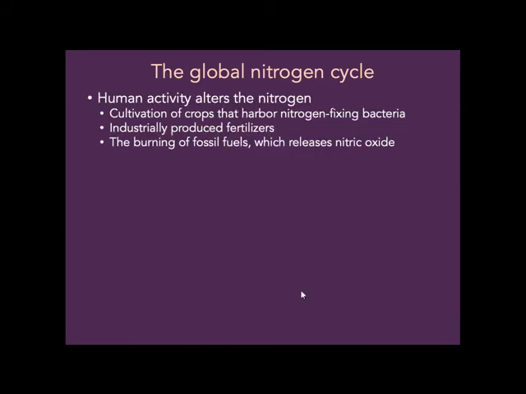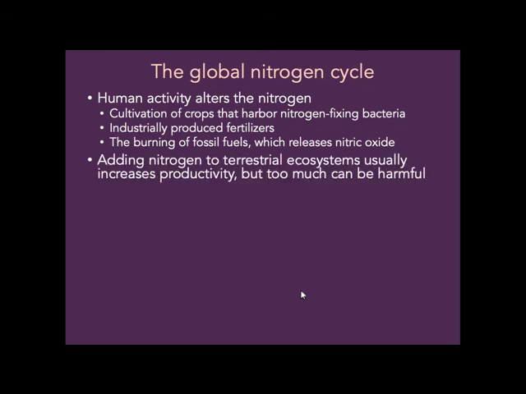We do things that alter the nitrogen cycle. We cultivate crops that harbor nitrogen-fixing bacteria, things like lentils and beans and peas. All of those harbor nitrogen-fixing bacteria, so that pulls more nitrogen from the atmosphere into plants. We produce fertilizers by industrial processes, and then we burn fossil fuels, which releases nitric oxide.